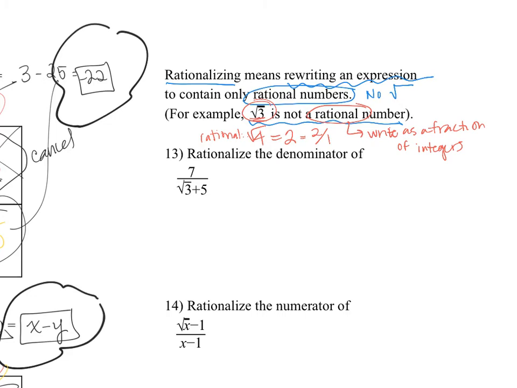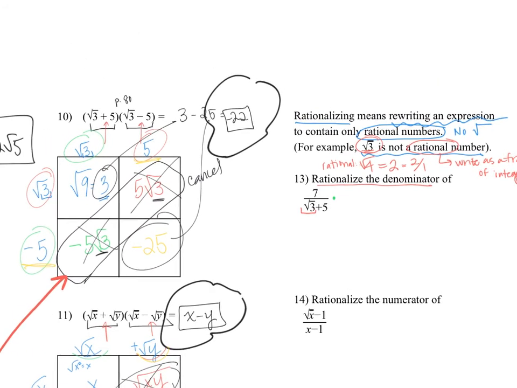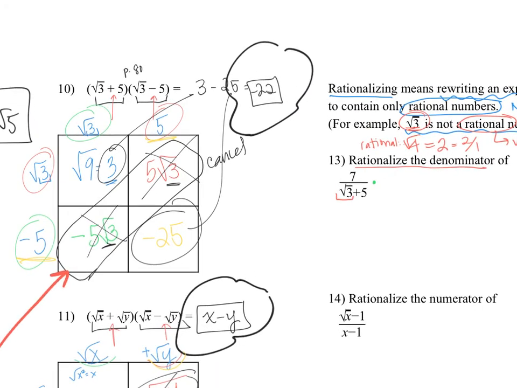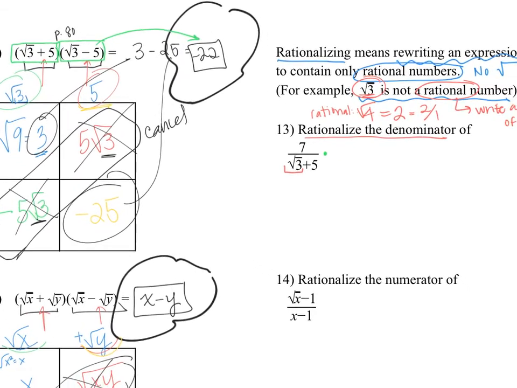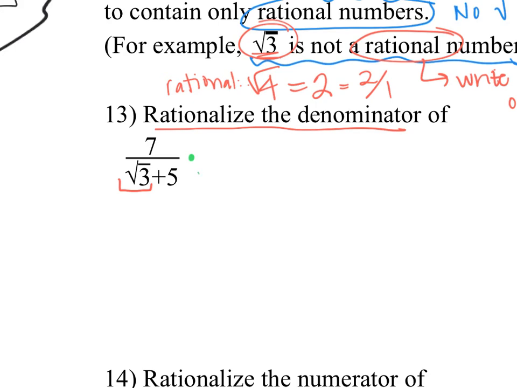So if you look at number 13, when it says to rationalize the denominator, really it's saying we don't want to see that square root of 3 there. And so if we want to get rid of that, we can multiply by something. Well, if we take a look at number 10, we were able to multiply square root of 3 plus 5 times square root of 3 minus 5 to get something without radicals. I got rid of that radical 3. So we can do that over here on 13. We can multiply by the square root of 3 minus 5.